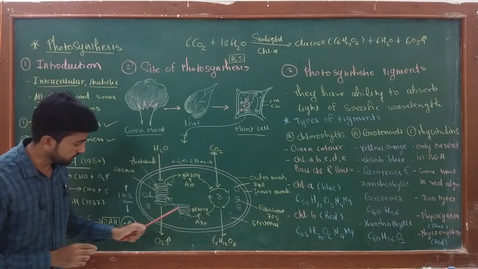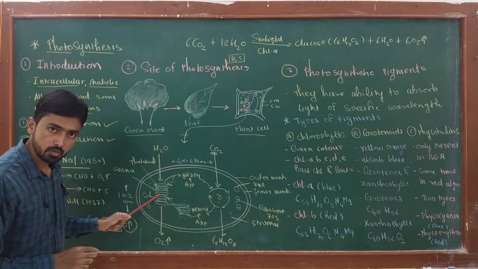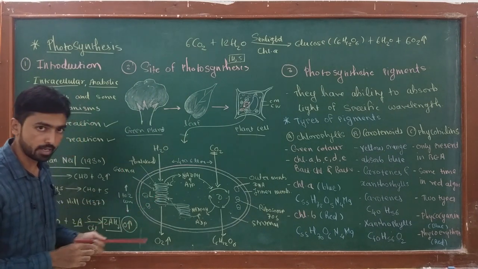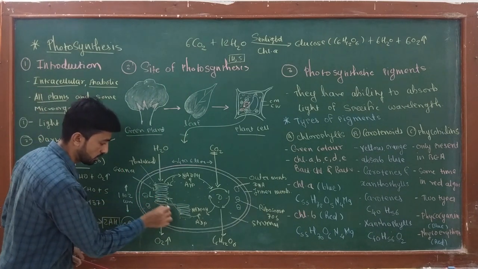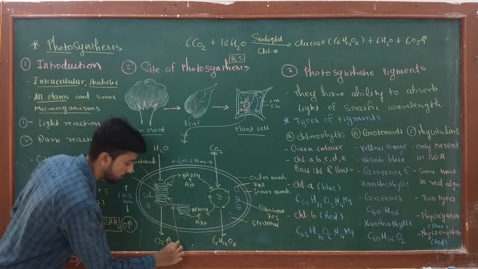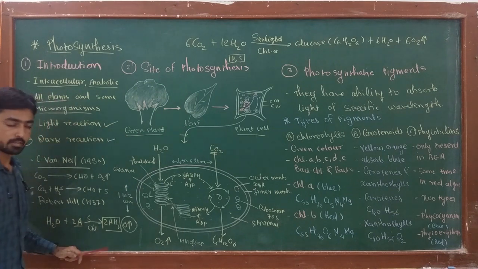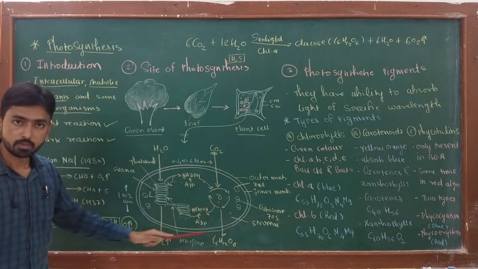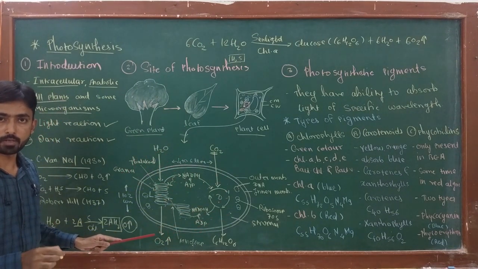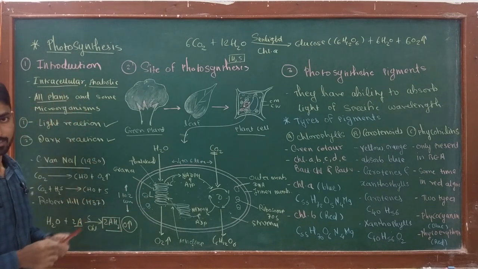Actually, chloroplasts have many sacs of the granum called thylakoids, and these sacs are connected with each other with a structure called lamellae. Okay, this is the site in the plant, the chloroplast, where the reaction of photosynthesis takes place.